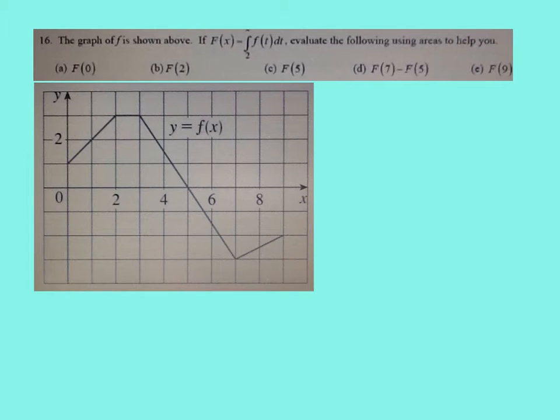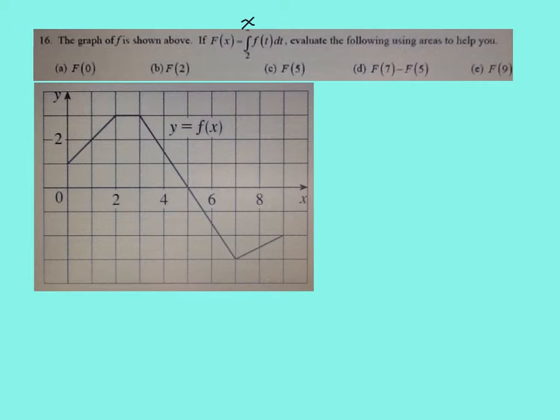All right, let's look at some of the questions from the fundamental theorem of calculus problems that I posted. So here we have a graph of f of x, and we're told up at the top here that capital F of x is equal to the integral from 2 to x of f of t dt. And we want to find F of 0, F of 2, 5, 7 minus 5, and F of 9.